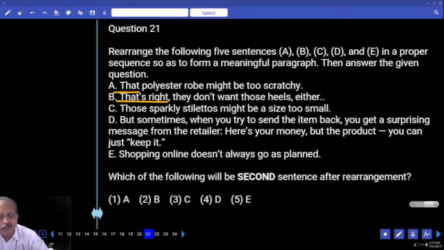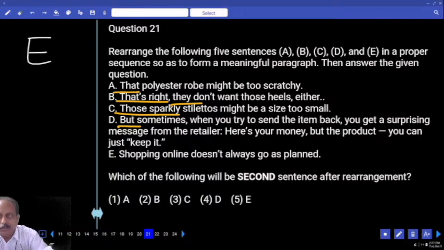And also the pronoun they, can it be the first one? No. Those, this is also a demonstrative adjective. Can it be the first one? No. But is a contrasting word. Can it be the first one? What are you left with? Shopping online doesn't always go as planned. First sentence is a statement and E is a statement.